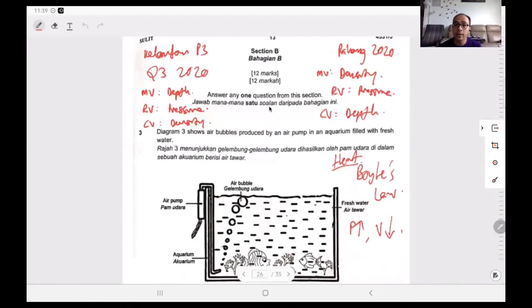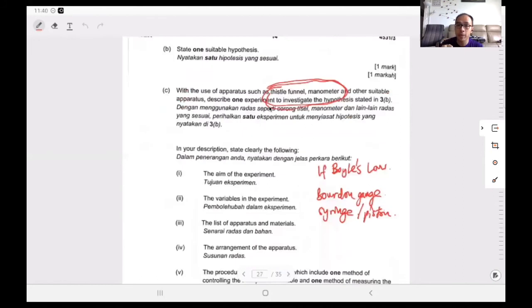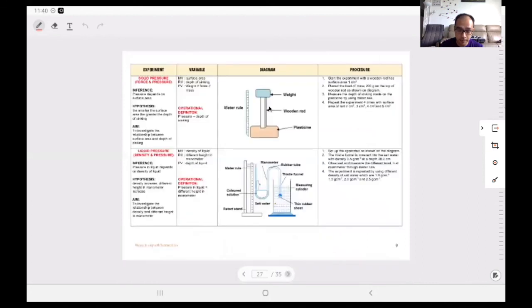So please take note of this because it is a very good question and I want to show it to you. I want to put it on YouTube so everybody can learn this. Don't be trapped now by the situation. Read the question properly, take a look at the apparatus and what they supply. If they supply a Tissot funnel, it is a pressure in liquid question. So this is how the experiment is now.